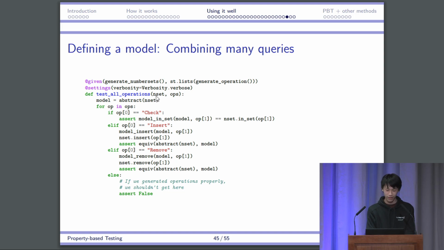So I have my number set here. I immediately abstract it down to a model. And then for each operation, if it's check, I check if the outputs of inset are equal. If it's insert, I basically do the same thing that I showed you on that previous slide for insert. If it's remove, I do basically everything I showed you on the slide for remove. And otherwise, well, we shouldn't really get here because we only have three values possible for the first position of our test case. Okay, and this basically allows us to just throw any cases that we want at our system and at our model, and then we can just immediately check if the system matches the model.